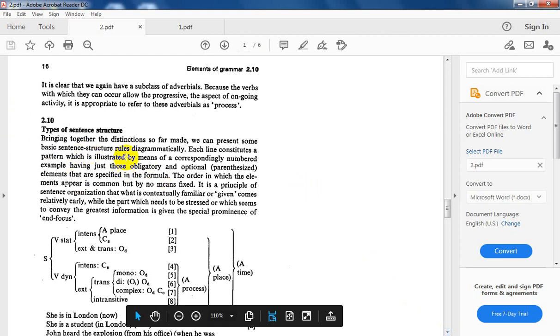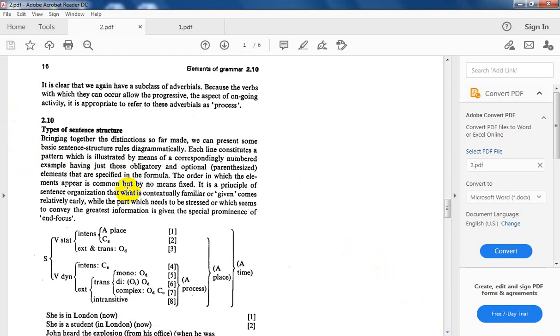Types of sentence structure. But it is important to read this paragraph, please. Bringing together the distinctions so far met, we can present some basic sentence structure rules diagrammatically. Which distinctions? We explained direct and indirect object, we explained intensive, extensive and transitive, we explained dynamic and stative. So they are all mentioned.